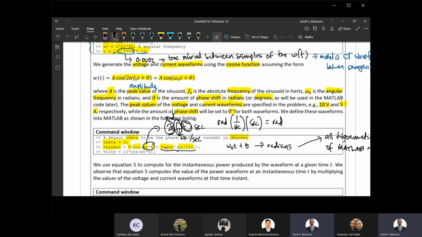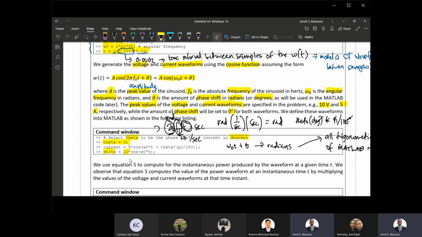So that is why, kung naka-degrees naman itong si theta, if we specify theta here to be in degrees, then we will have to convert it to radians. To convert that to radians, we will have theta in degrees, multiply natin siya with pi and then divide natin with 180 degrees, so that we cancel this and then we leave pi radians as the unit. So, that's your current, while your voltage is this one.